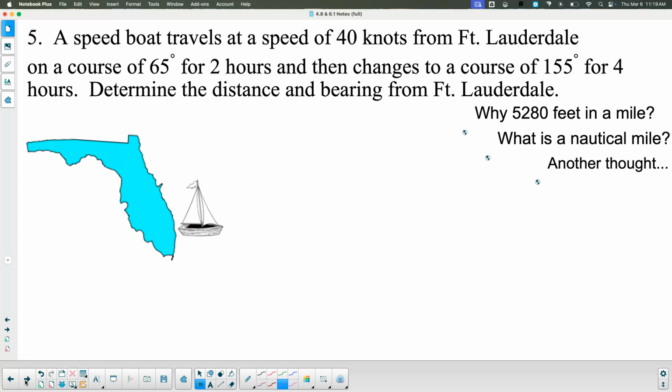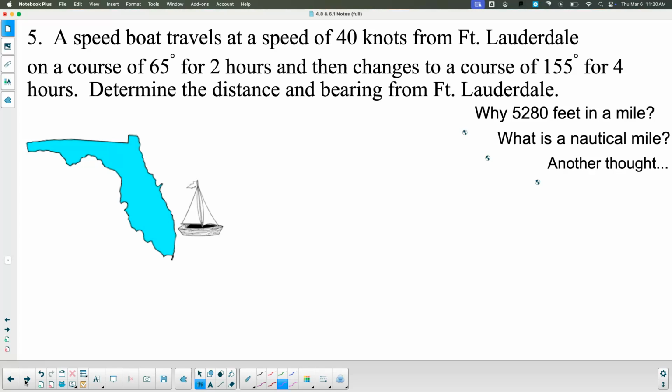A speedboat travels at a speed of 40 knots from Fort Lauderdale on a course of 65 degrees for 2 hours. Then it changes its course to a course of 155 degrees for 4 hours. We need to determine the distance and the bearing from Fort Lauderdale. Okay?